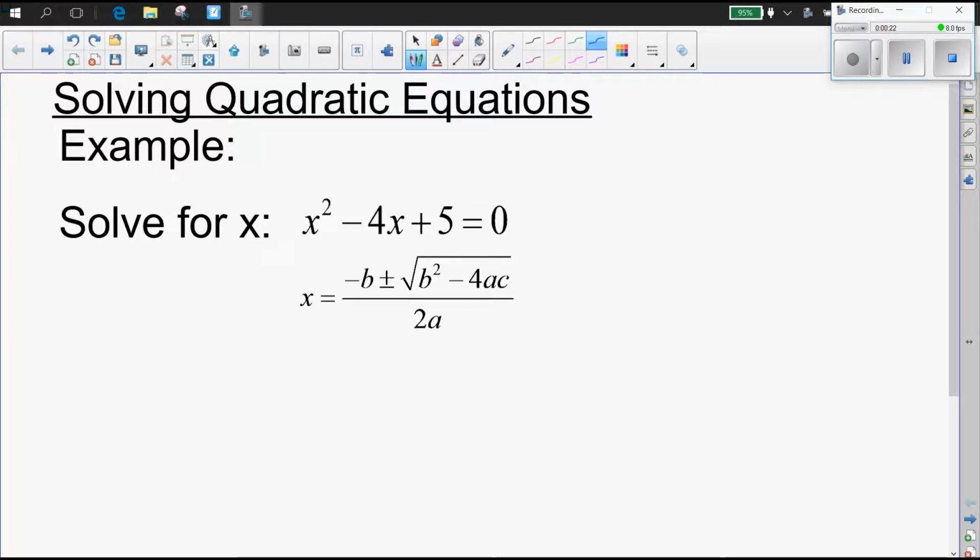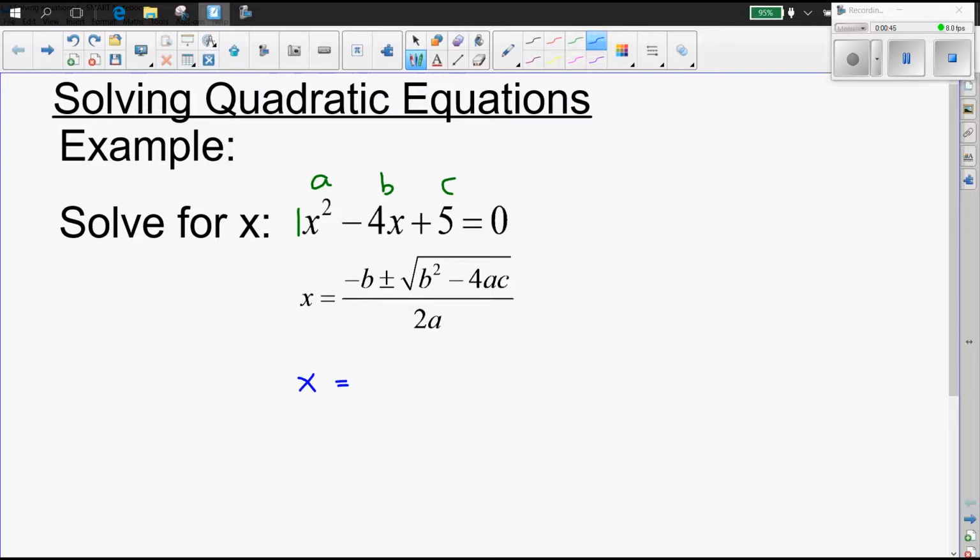So for us to substitute the values into the quadratic formula, we need to identify the value of a, and a is the coefficient of x squared, and I see that a has a value of 1. b is the coefficient of x, and b has a value of -4. c is the constant, and that value is 5. So we substitute these values into our quadratic formula.